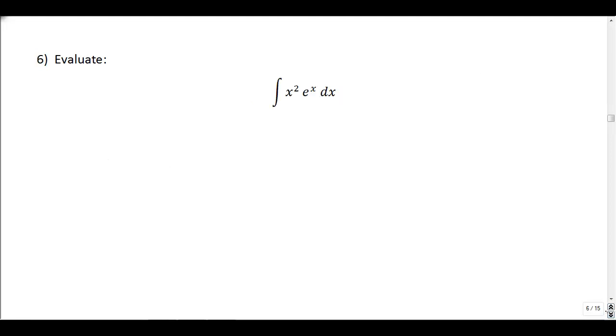Here we're going to do an integral of x squared e to the x. Again, this is a product of two functions that aren't going to combine in some sort of nice way. This is going to be integration by parts again. It's going to turn out to be a little bit worse, however.